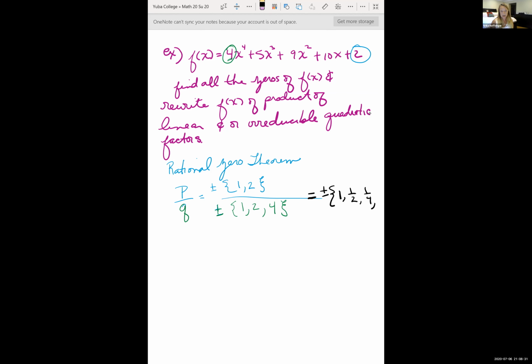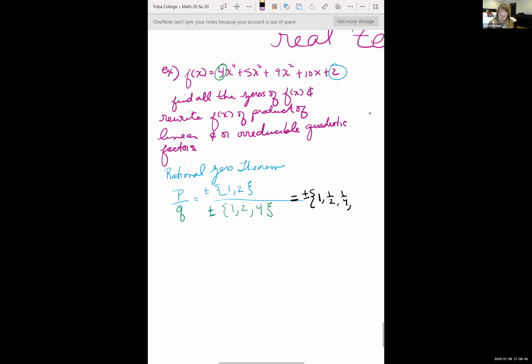Okay, so now take the next number, P, and divide it by Q. So 2 divided by 1, that's 2. 2 divided by 2 is 1. If the number is already in your list, don't rewrite it. We already have it, we don't need it. And 2 divided by 4 reduces to 1/2. We already have it. Okay, so if it has any rational zeros, it would be one of these.